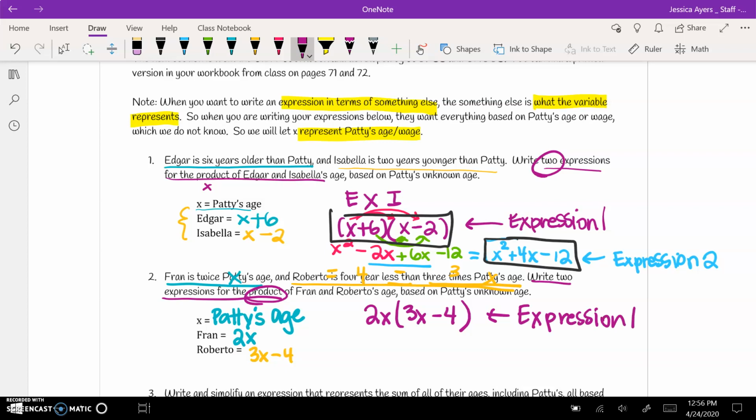Then I want to write a second expression. So my second expression will be simplifying that. The first thing I'm going to do is distribute. So 2x times 3x is 6x squared, and 2x times negative 4 is negative 8x. I don't have any like terms, so this is actually expression 2.